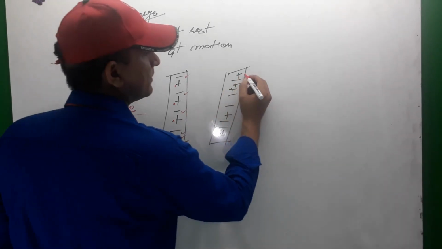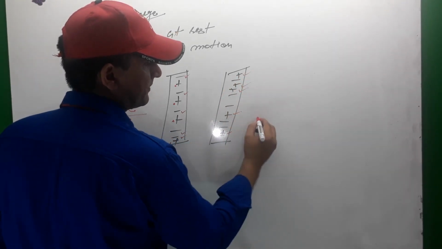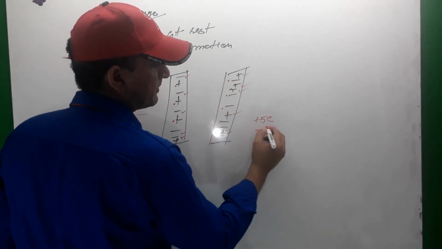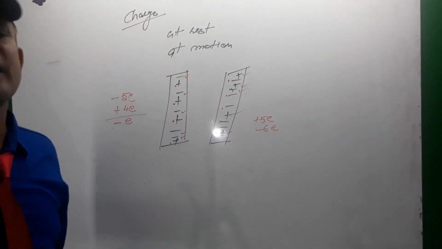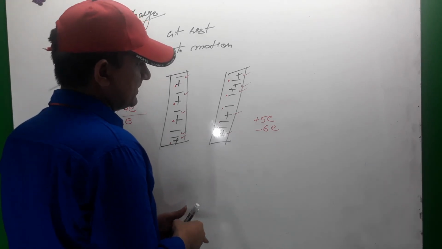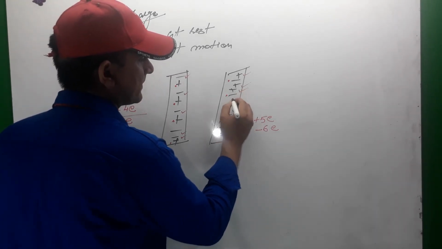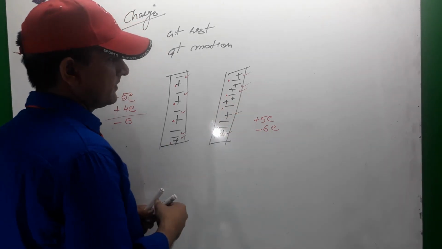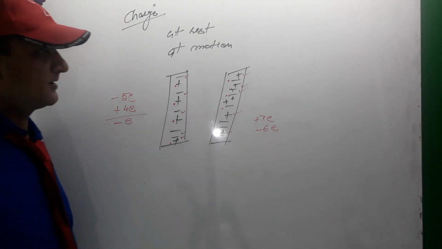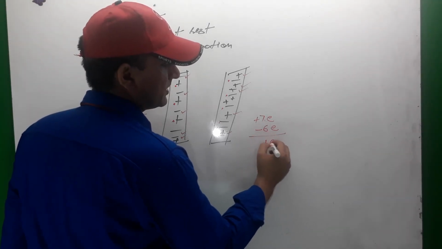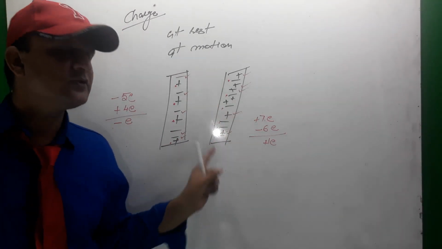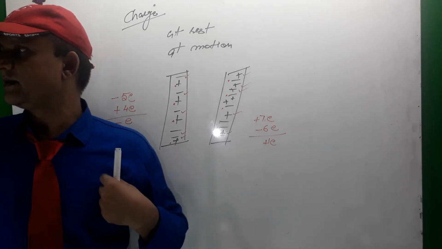Count here. 1, 2, 3, 4, 5. Plus 5 electrons. 1, 2, 3, 4, 5, 6. Minus 6 electrons. This is also a negative body. Just take a little difference. Now there are 7 positive charges plus 1 electron. Here the remaining is plus 1 charge. So you will say it is the positive body.